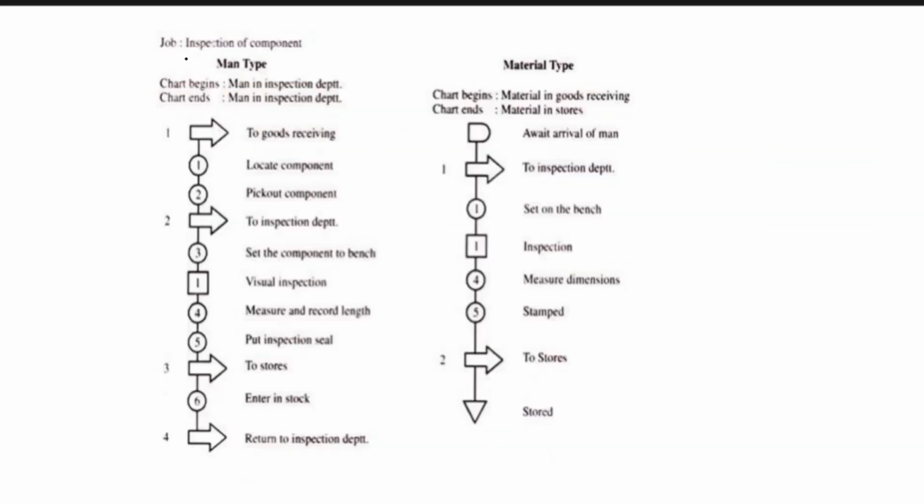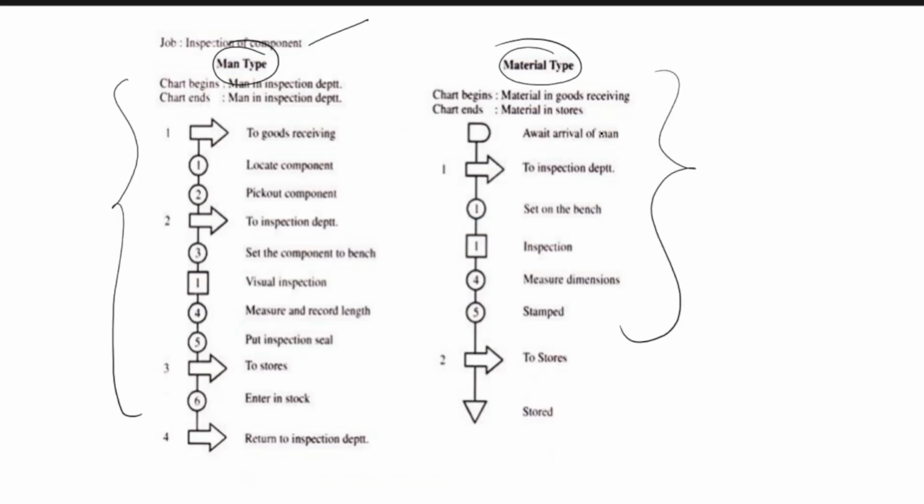Now look at the inspection of the component. This activity is done by a man and it is done on the material. Let us see the difference between these two, man type and material type. For the man type, the man in the inspection department is the start of the activity, and the man returning to the inspection department is the end.